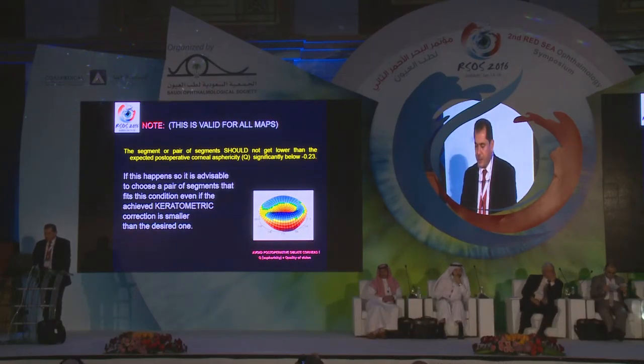Valid for all maps, the segments or pair of segments should not get lower than the expected postoperative corneal asphericity, Q significantly below minus 0.23. If it happens, it's advisable to choose a pair of segments that fits the condition even if the achieved keratometric correction is smaller than the desired one.